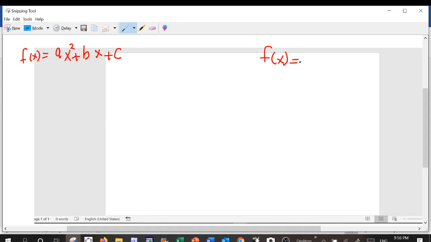which is a times x minus h squared plus k. Now, an example of this form is, let's say, f of x equals 3 times x minus 2 squared minus 4, something like that. Now, this form is much easier to work with than this form. So we want to talk about both and do a bunch of examples of each.